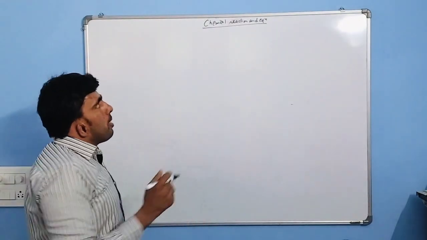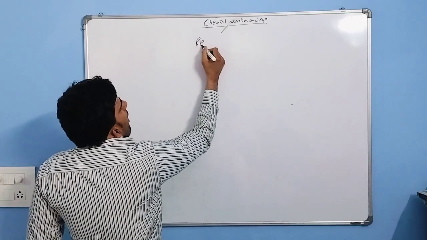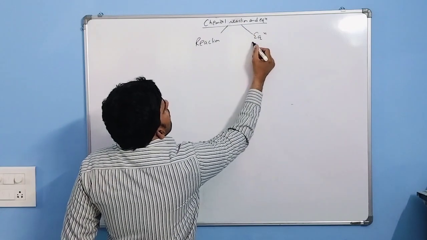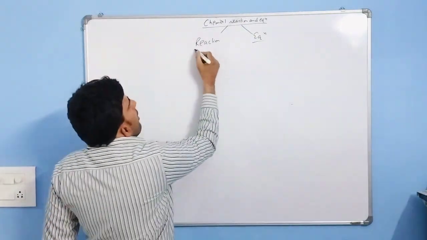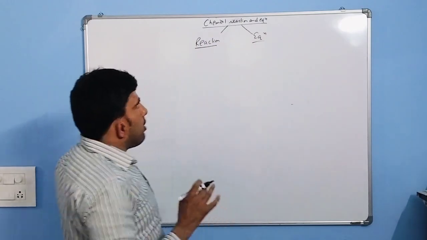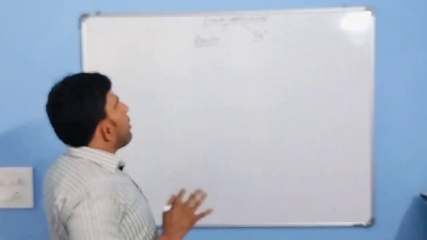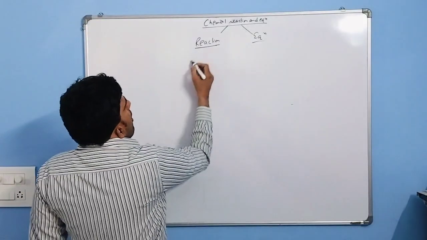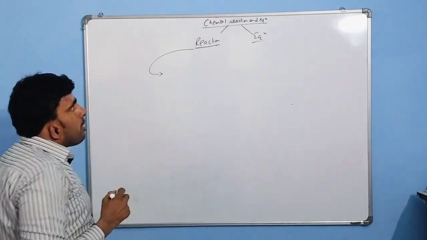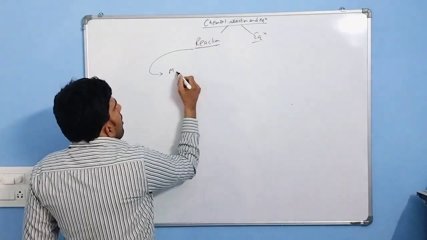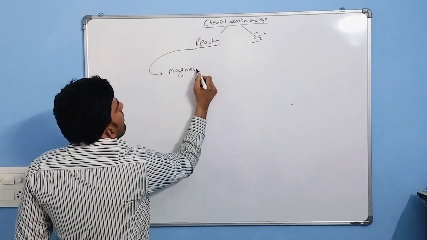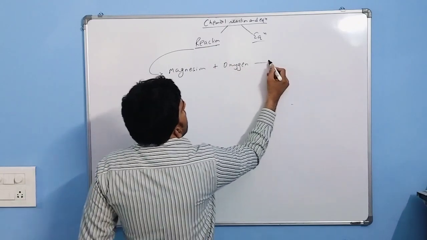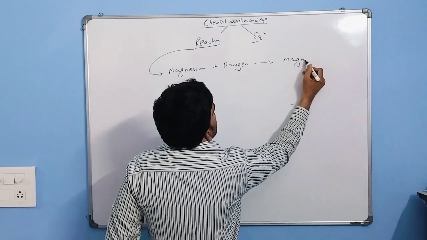That is, two things are there. One is reaction, another one is equation. Here I have written the short form of equation. So it is given reaction and equation. First of all, we must be able to distinguish between both of them. Reaction means I will write it in the word form. For example, magnesium plus oxygen gives magnesium oxide.